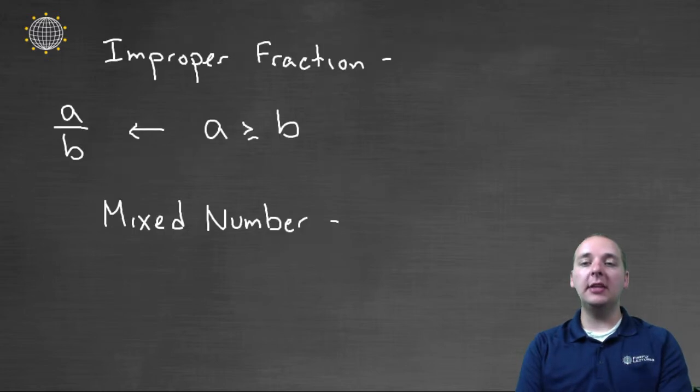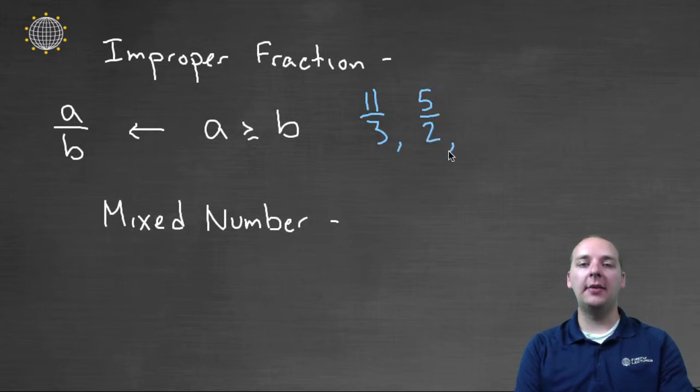Now, you can actually have the numerator being larger than the denominator, but it's not a proper fraction any longer. It's called an improper fraction if a is greater than or equal to b. Here's an example. Maybe you have 11/3, or maybe you have 5/2, or 7/6. Things like that. All these would be considered improper fractions.